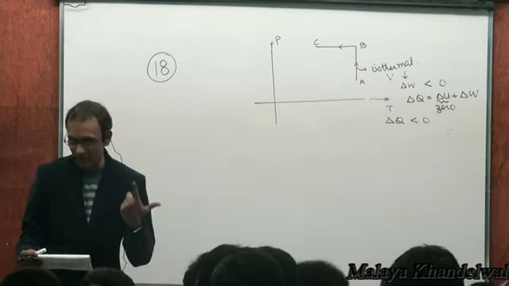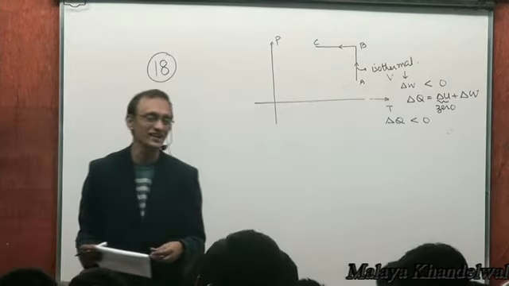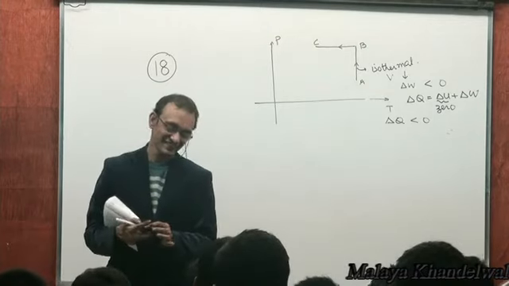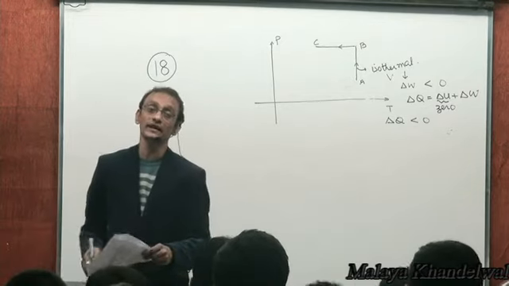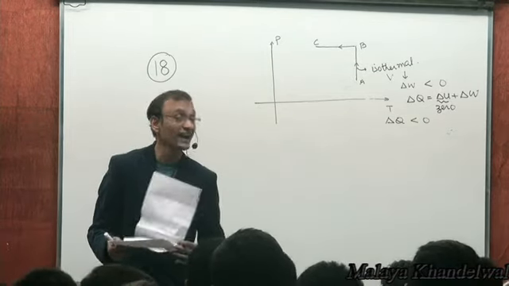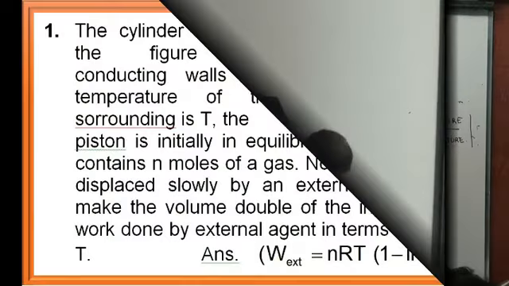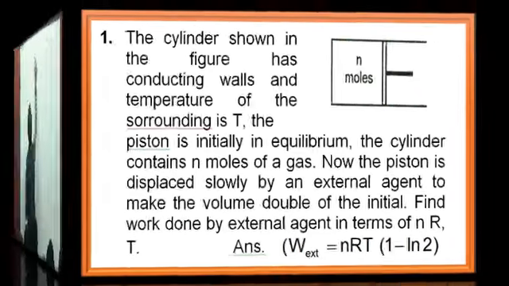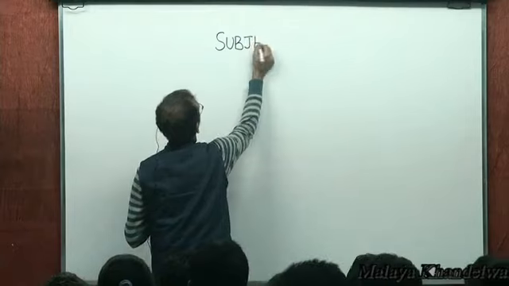I have a feeling they have typed it wrong. There must have been some BC somewhere which they missed out. Some BCs they have converted into ABs. So, nevertheless, we'll stop here for the day. I want you to attempt all the subjective problems of sheet 1.